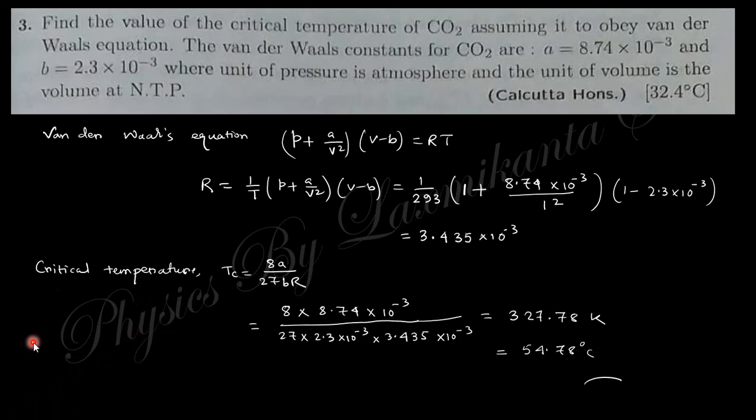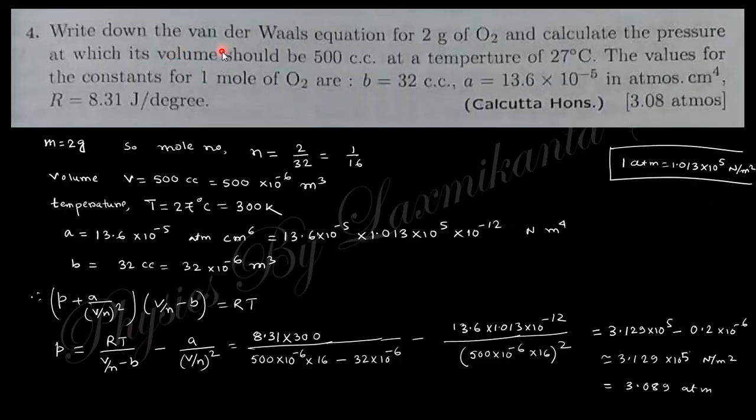Go to the next one. Write down the van der Waals equation for 2 gram of oxygen. Calculate the pressure at which the volume should be 500 centimeter cube at this temperature. The constants for 1 mole of oxygen, B and A, are given, and R is like that. The mole number is 2 by 32, because 32 gram is the molecular weight. So this is 1 by 16, and the volume, 500 cc, is converted into SI unit, and the temperature into Kelvin. A and B are also converted into SI unit.